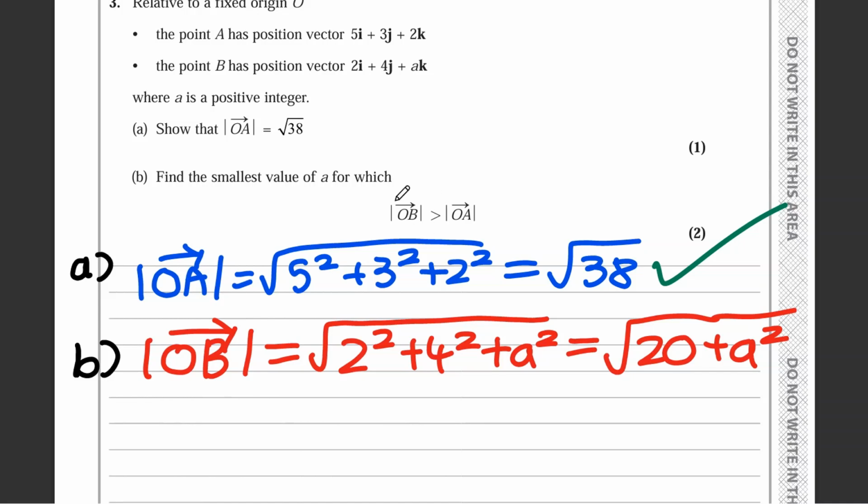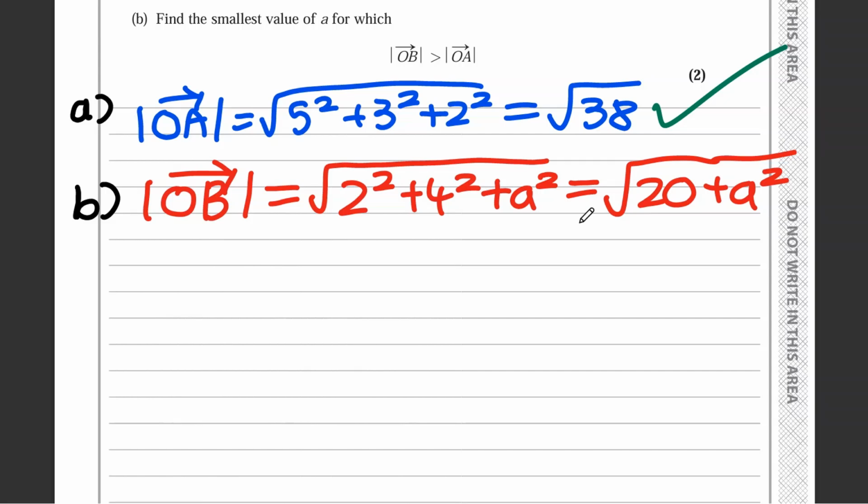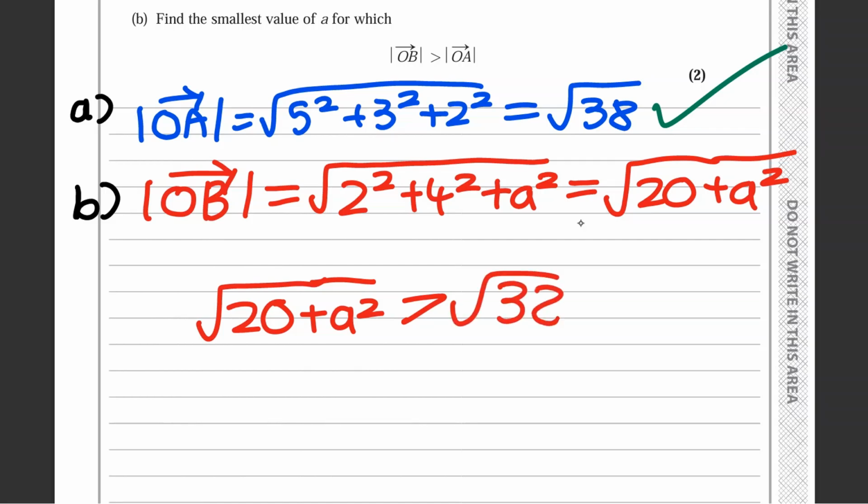Now we have this inequality here that the magnitude of OB is bigger than the magnitude of OA, and as we know both these magnitudes, we can set up this inequality by subbing in these values. So we can say that the square root of 20 plus a squared is bigger than the magnitude of OA, which is root 38. And what we can do with this is rearrange this inequality in order to get an inequality for A, and this will help us find the smallest value of A, okay?